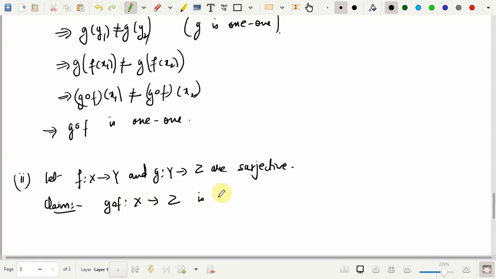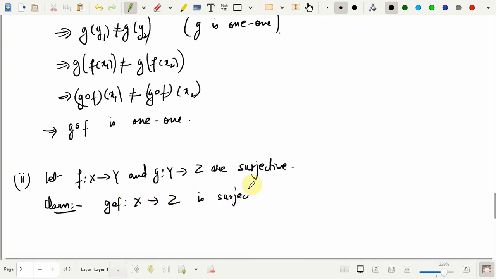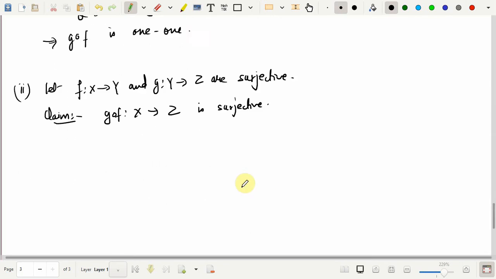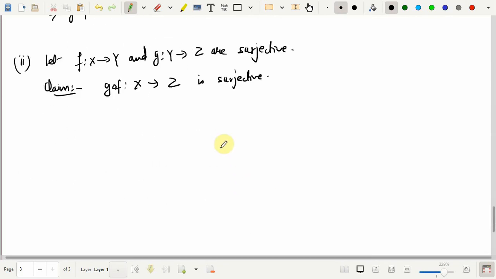So how do we show that something is surjective? We need to show that every point in the codomain has a pre-image. So if I start with any point in the codomain, for that point I should be able to find a pre-image. In this case our task is to show that this g composite f is surjective. So I'll start with any point in the codomain of g composite f. So let z, small z, be a point of Z.